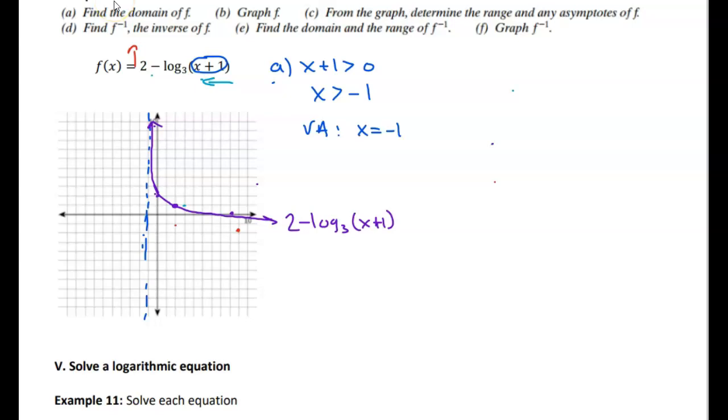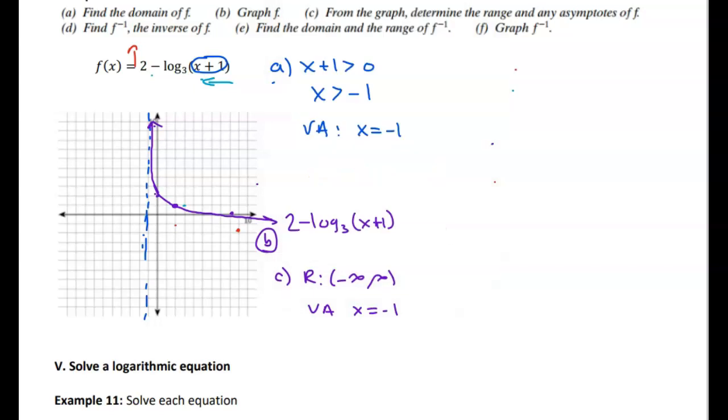Alright, this is B. So the range is negative infinity to infinity. We know there's a vertical asymptote at x equals negative 1. That's when this is equal to 0. Alright, let's find the inverse.